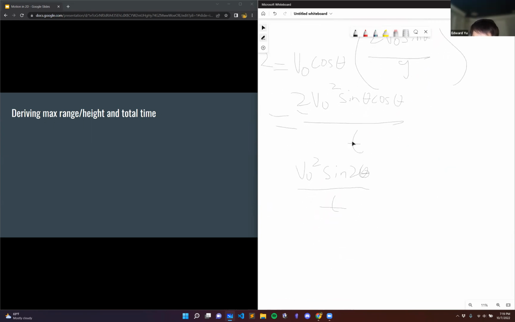So then this is g, this is g, and this is g. So over g and then over g. So the range for a projectile would be v squared sine 2 theta over g.